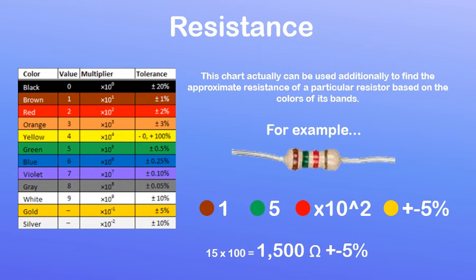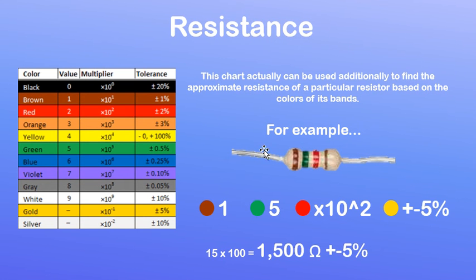Okay, here we have the resistance chart. This chart can actually be used additionally to find the approximate resistance of a particular resistor based on the colors of its bands. So here we have the color column, the value column, the multiplier column, and the tolerance column.